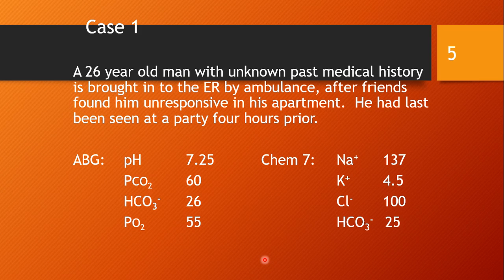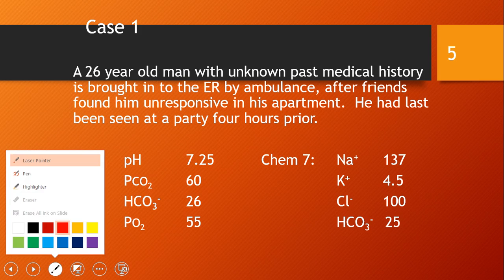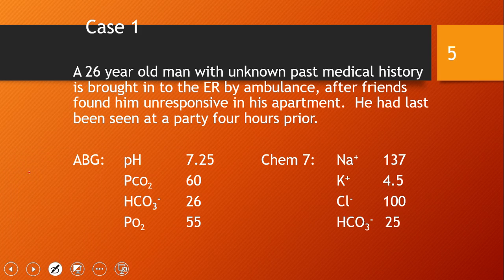So now let's do a problem. Yay, we finally got the problems. So for this, bust out my pen. Let's solve this thing. First of all, we'll look at the pH. pH is low. So I know that whatever our answer is, it's going to have the word acid in it. Now we've got to figure out if this is respiratory or metabolic. So we look at the PCO2.